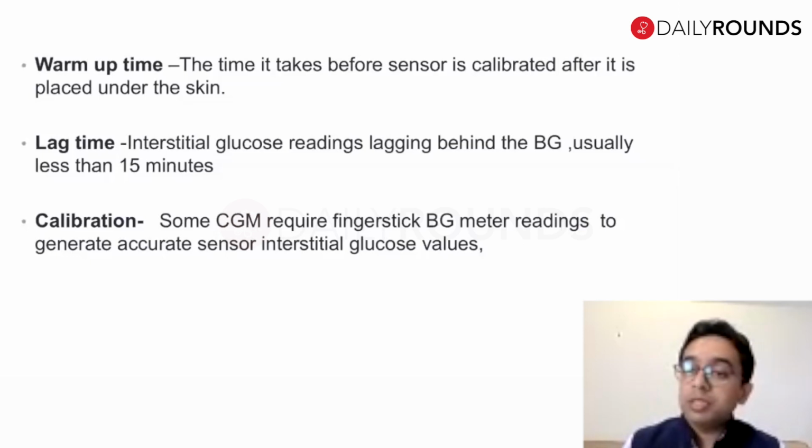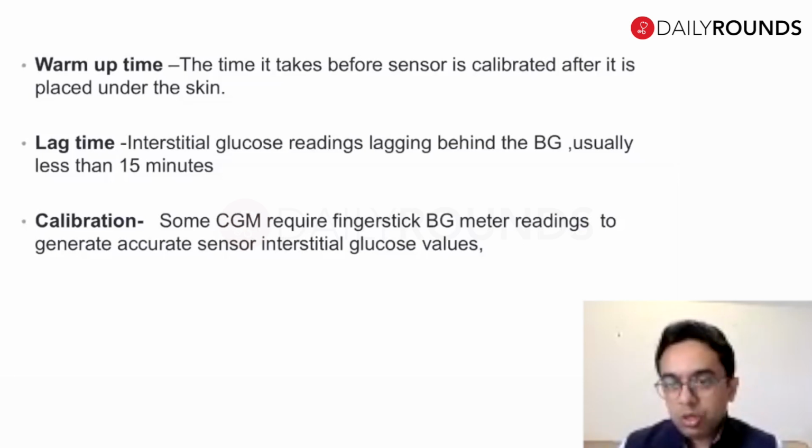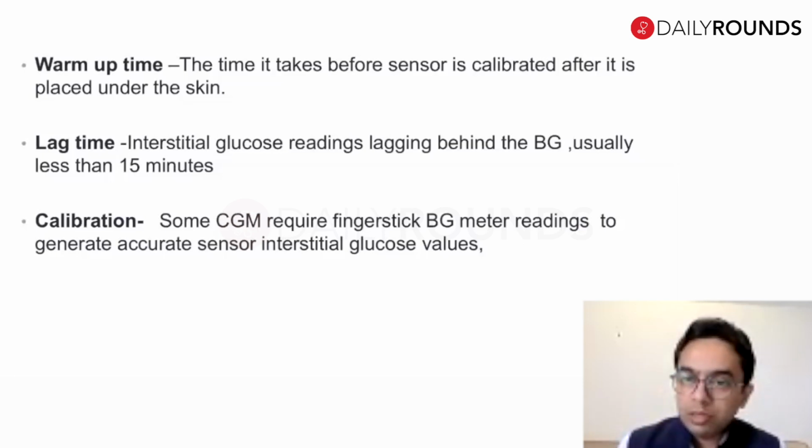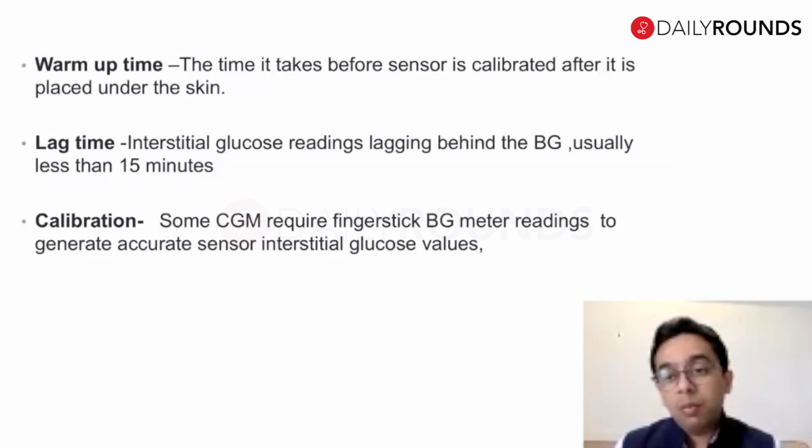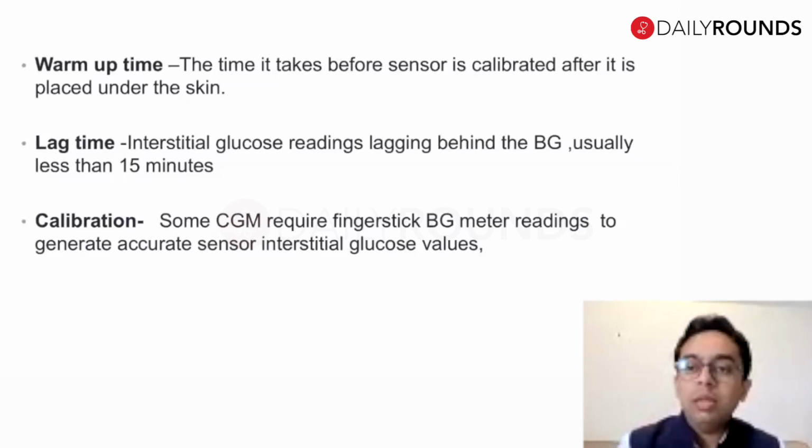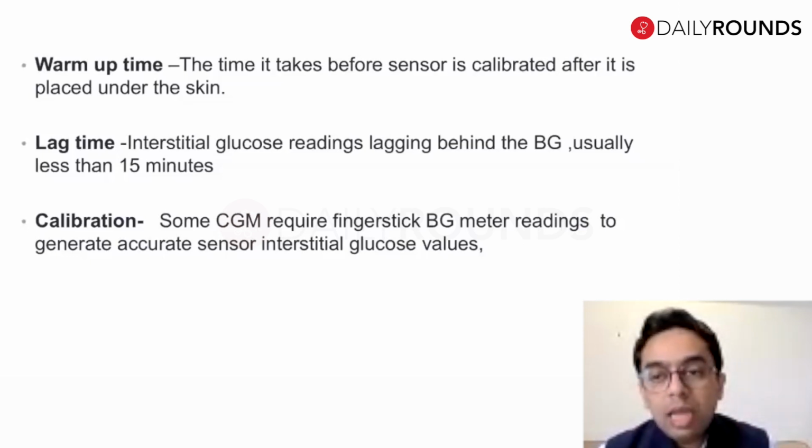And let's say the patient's sugars are very stable, so whatever the blood sugar is, that is reflected in the interstitial fluid as well. So this lag time would be decreased. This lag time can be anywhere from 5 minutes up to 20 minutes. So this is really important when the patient has hypoglycemia.